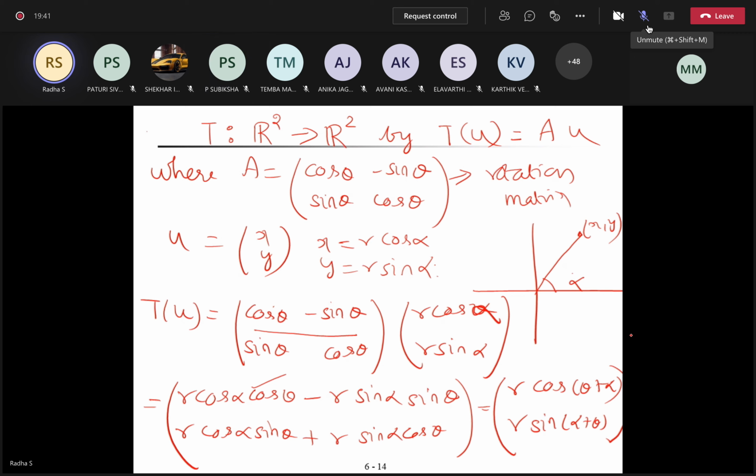So can you please say, from here, by what angle has the vector been rotated? Theta. Now the vector, it might have gone somewhere here.